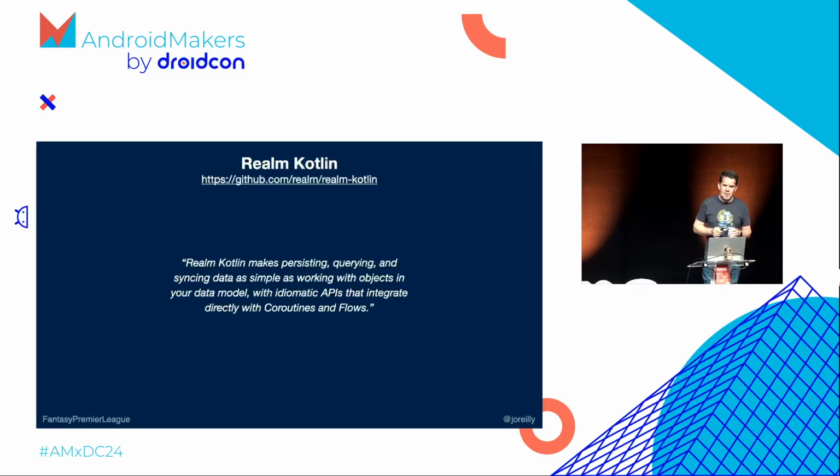Next library we want to talk about is Realm Kotlin. As described in documentation, it makes persisting, querying, and syncing data as simple as working with objects in your data model. Okay, quite a mouthful. So quite different from approach of, say, SQLDelight, in that it supports working with objects directly, as we'll see next.